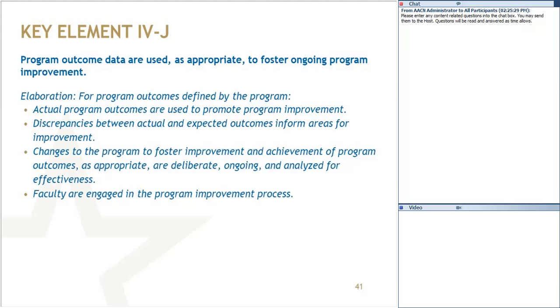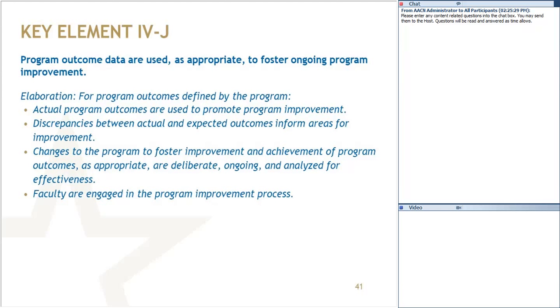So in this key element, the program would take that information that they reported in the previous key element where they tell you we sent out a survey to our employers, we got back a 2.5, or we expected to get at least a 3 or higher.